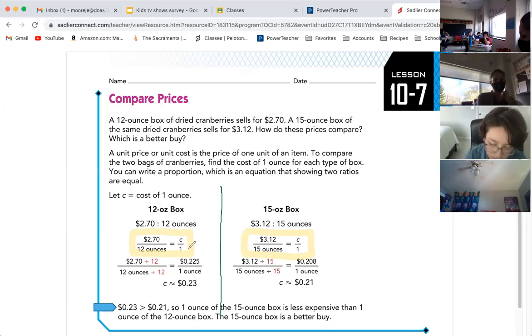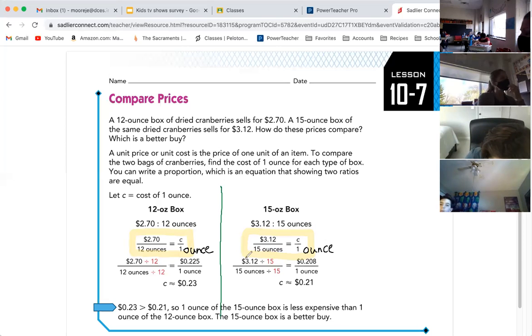Notice how on the bottom part of this proportion in the lower right corner, it says 1. 1 what? Look to the right for some help. 1 what? Is it 1 ounce? Yeah. Everyone write the word ounce here, next to the 1 ounce.